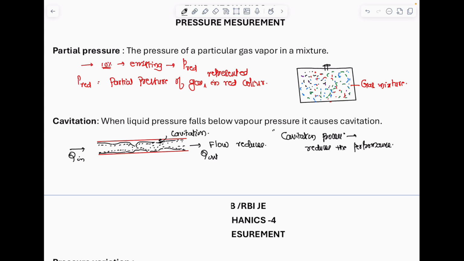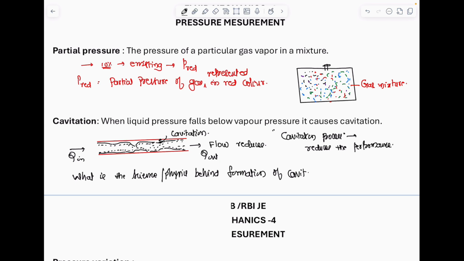Please think over why there will be a reduction in the performance due to this cavitation. What is the science behind it? Science or physics behind the formation of cavitation?